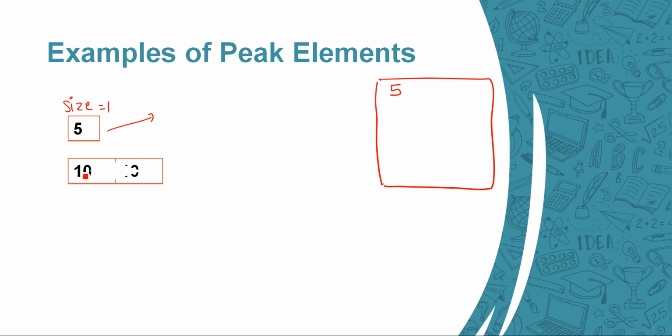Now let's take another example with 2 elements, or size 2. So in this case this is the leftmost and this is the rightmost, right? So for this leftmost element we need to consider only one neighbor, and for this rightmost element we also need to consider only one neighbor.